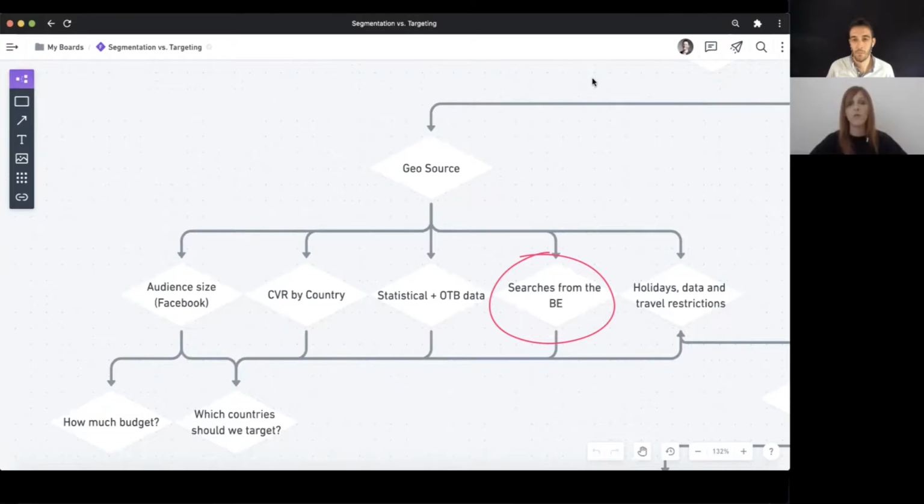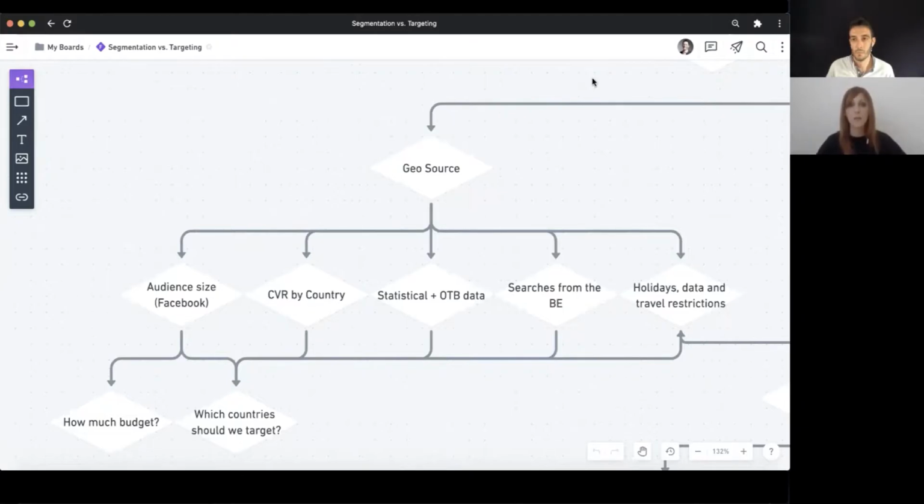So if you're using a CRS or a booking engine, you have very rich data you can extract from that, which gives you insights on who are the customers booking at your hotel, from which countries of origin, which length of stay, and a lot of useful information you can use in order to define the geo-source behavior and how this is adapting to this new life.